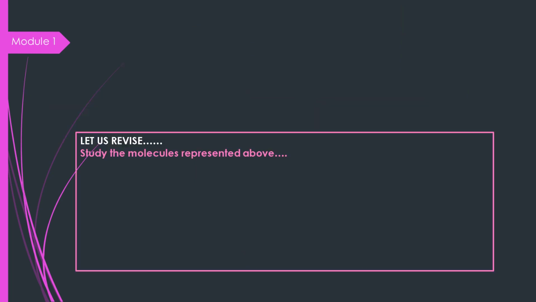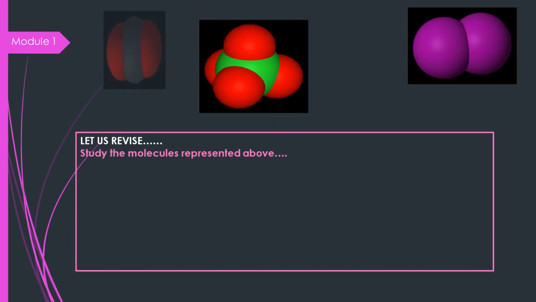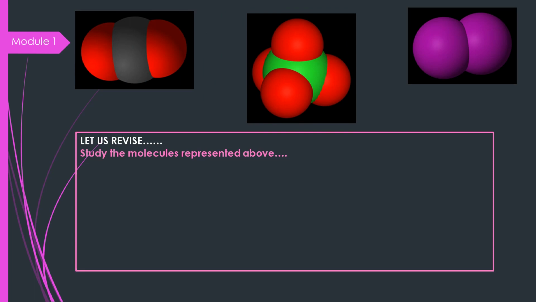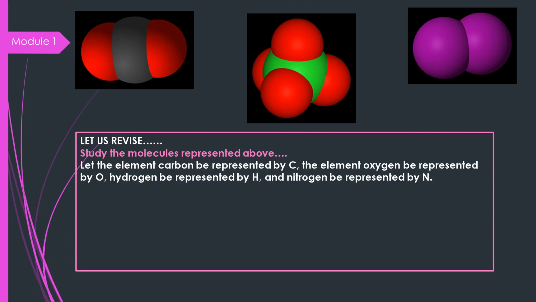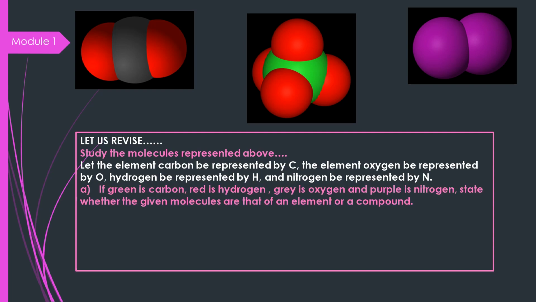So let us revise. Study the molecules which are represented above. There are 3 molecules represented here. After studying it, now let us answer the question. Let carbon be represented by C, oxygen by O, hydrogen by H, and nitrogen by N. So these are the alphabets we are going to use. If green is carbon, red is hydrogen, grey is oxygen, and purple is nitrogen, we have to state whether the given molecules are that of an element or a compound.